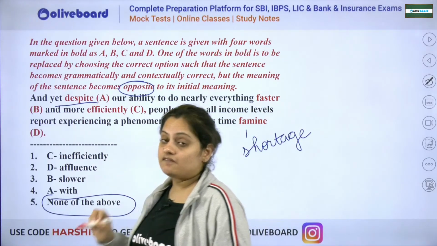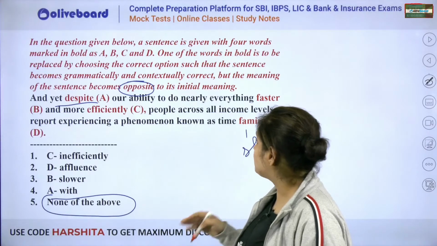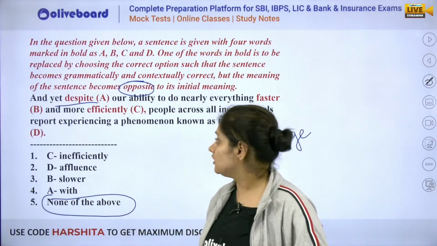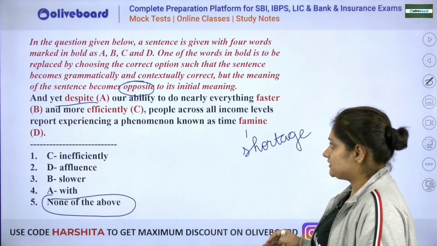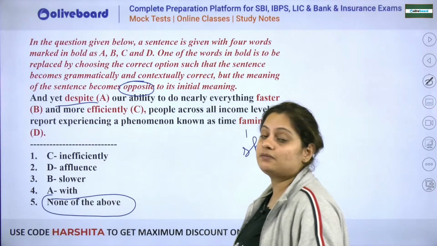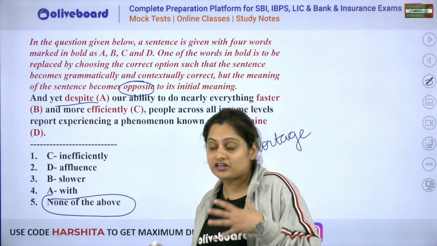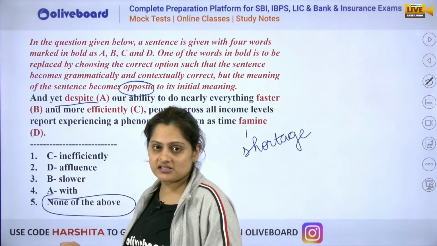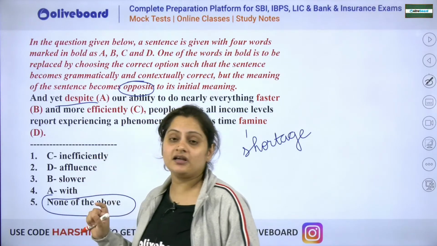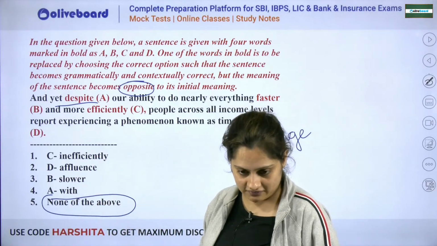Despite is written. We are trying to say, in spite of their ability to do everything faster, in spite of that, people at all income levels also go through time lag, time shortage. They still feel there's some time missing. Okay, if I mark the opposite word affluence, it will completely make the sentence wrong meaning-wise.